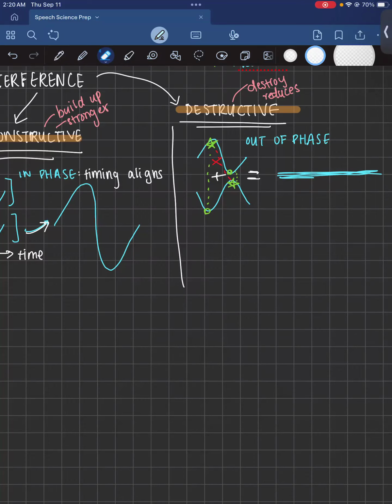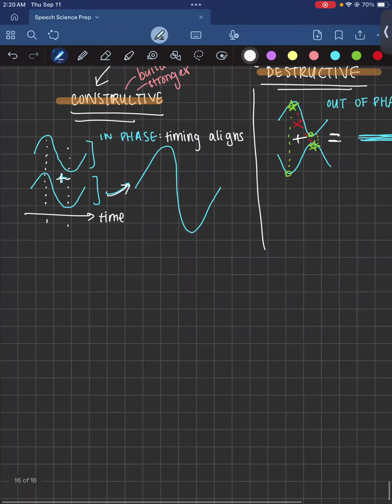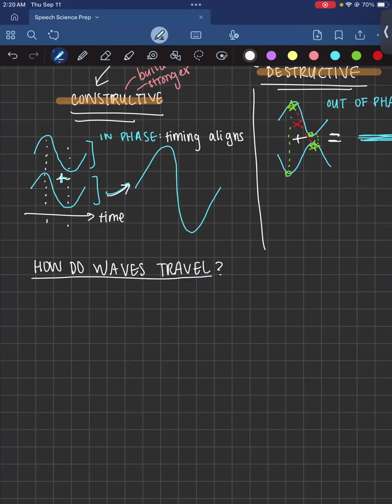So now let's talk about how waves travel. So how do waves travel? I'm going to go over the first two pretty quickly because I feel like they're more intuitive. So we have absorption and we have reflection.